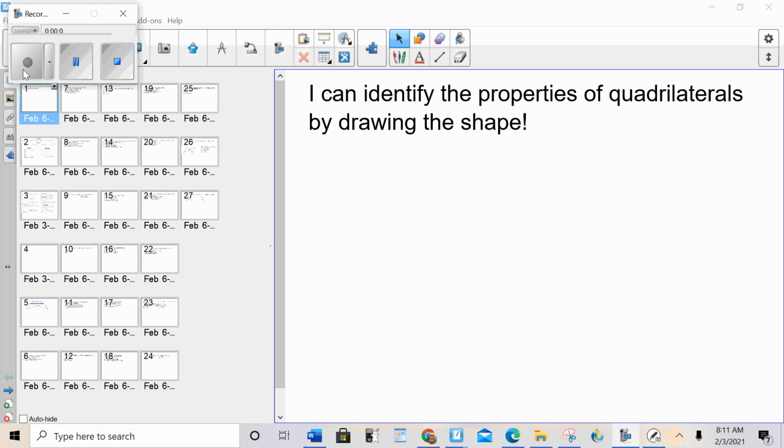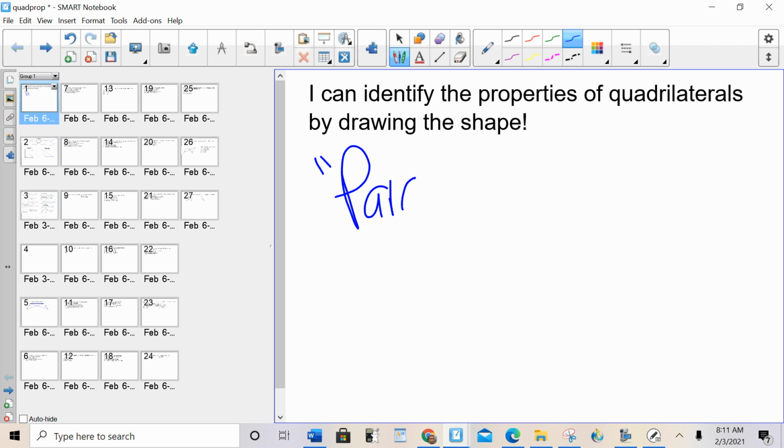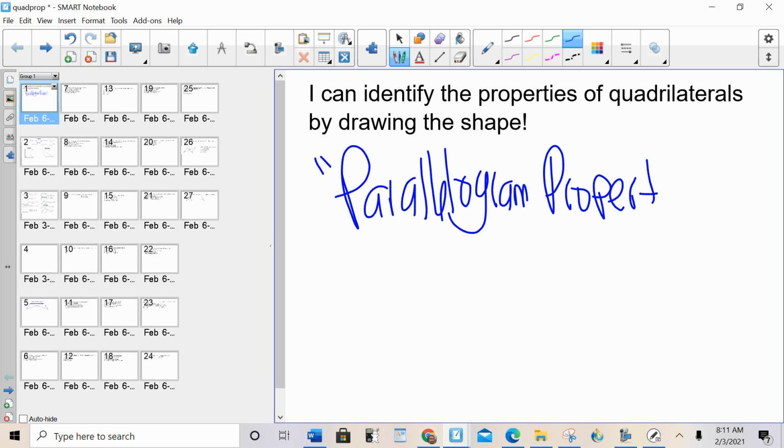Hello everybody, today I can identify the properties of quadrilaterals by drawing the shape. More informally, I call this lesson Parallelogram Properties. It is a very important lesson because we're going to build on this in so many different ways. And in order to build on it, we need to know the different parallelogram properties. So that's what we're going to talk about.